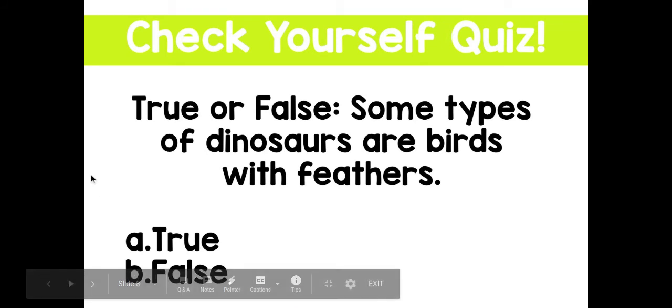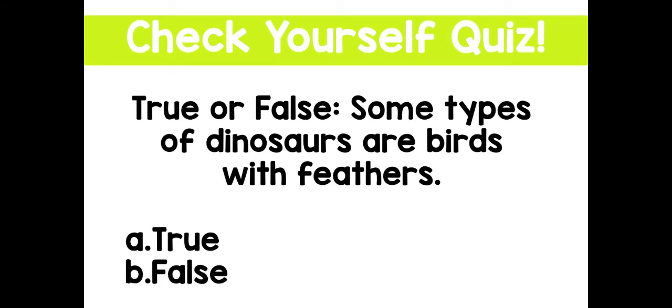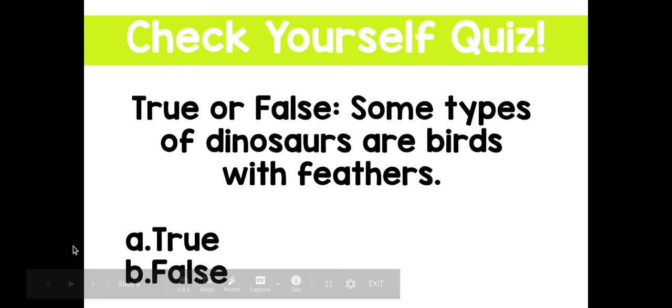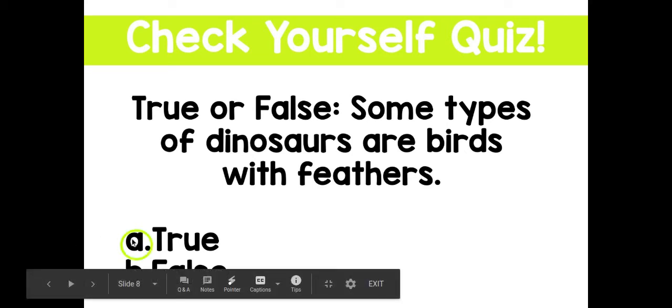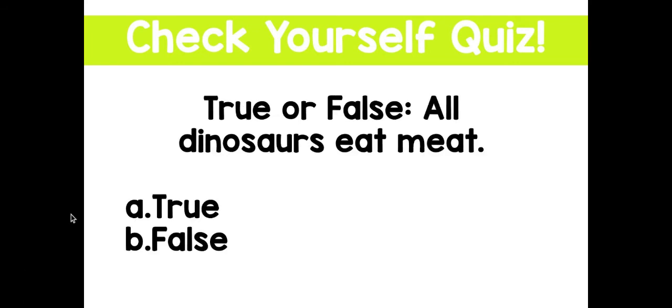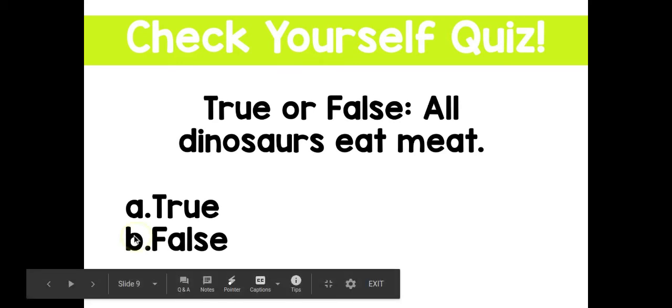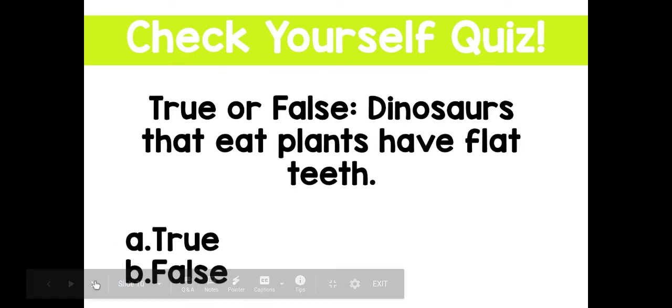True or false? Some types of dinosaurs are birds with feathers, and that was on our scavenger hunt checklist, so we know that is true. True or false? All dinosaurs eat meat. Well, something that I learned from this video and our virtual field trip today is that there are plant-eating dinosaurs as well. So that must be false. They don't all eat meat.